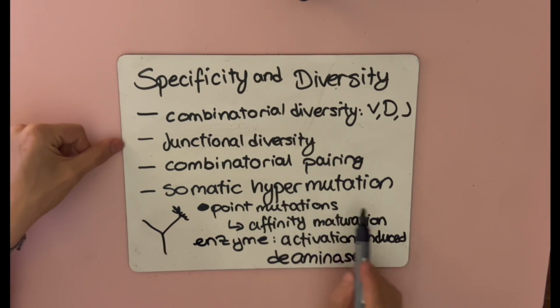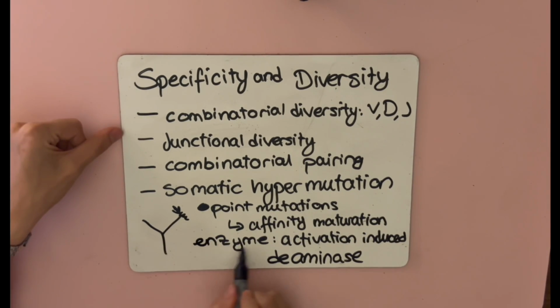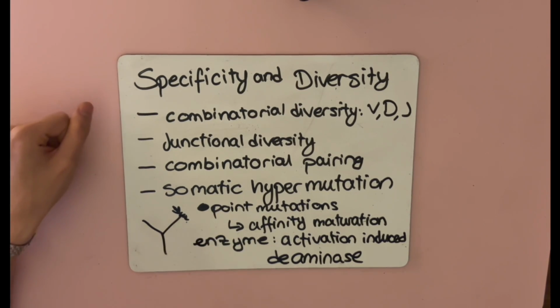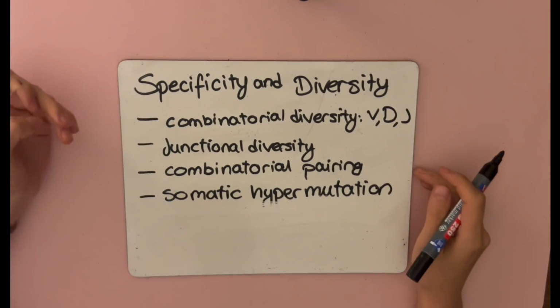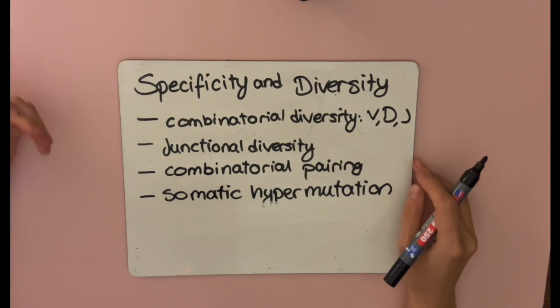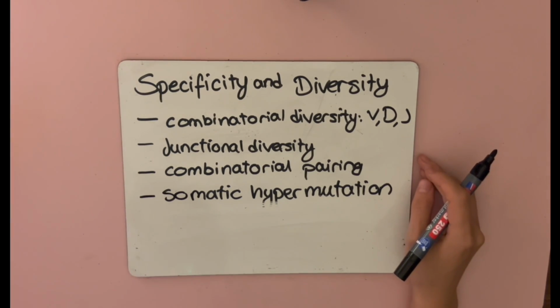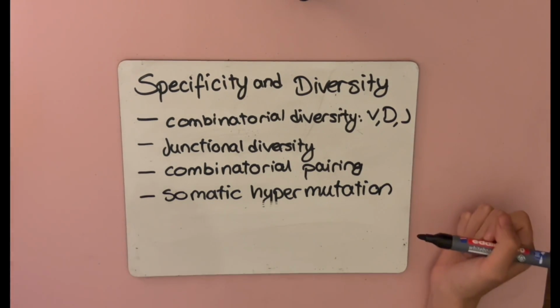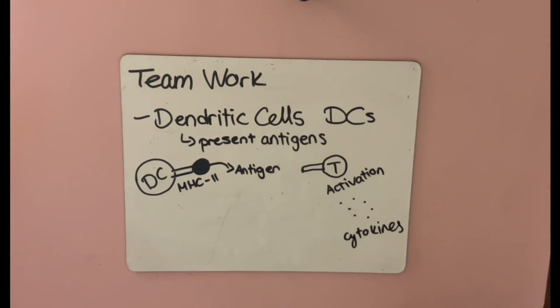This is called affinity maturation, and the enzyme responsible for this, the enzyme which causes these mutations, is called activation-induced deaminase. So if your teacher ever asks what causes specificity and diversity in these receptors, you can list these 4 main reasons. Let's talk about teamwork.